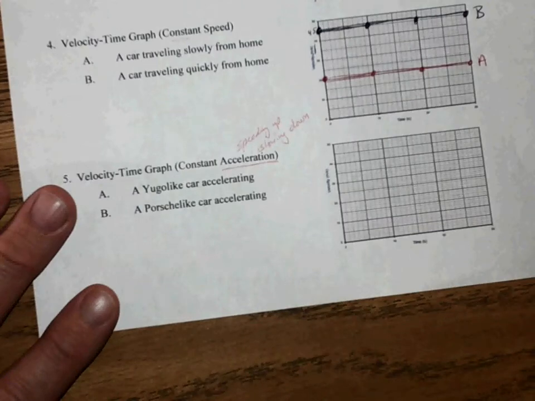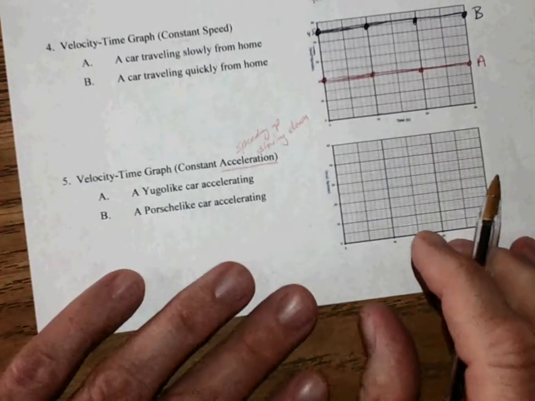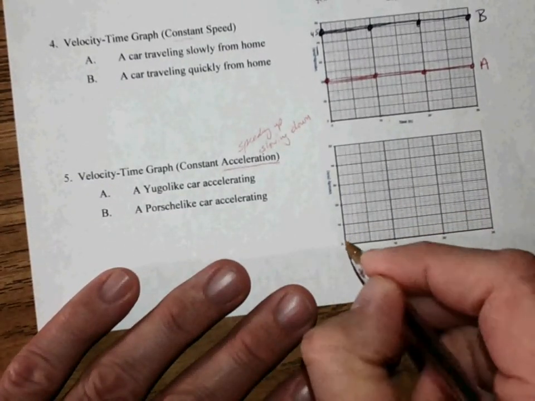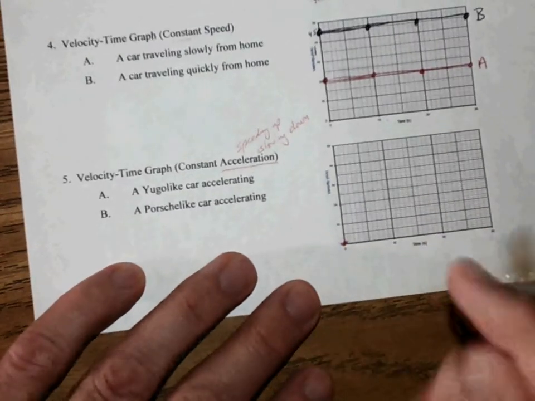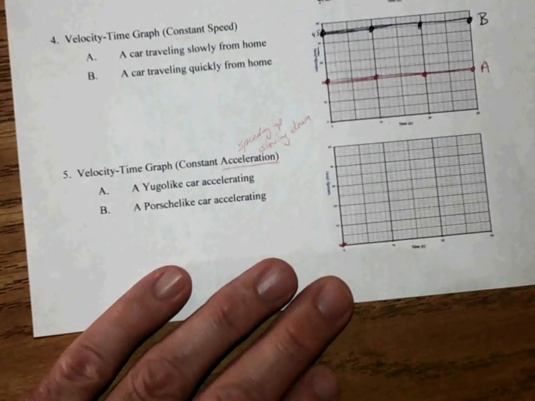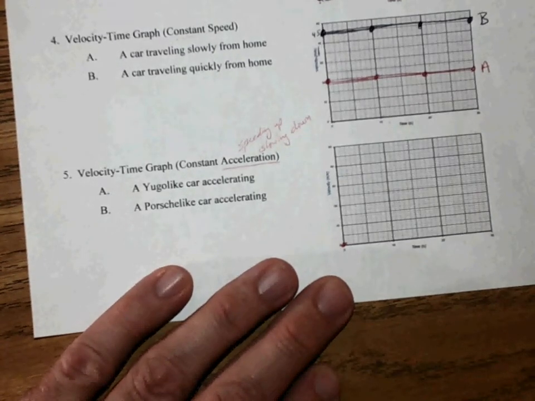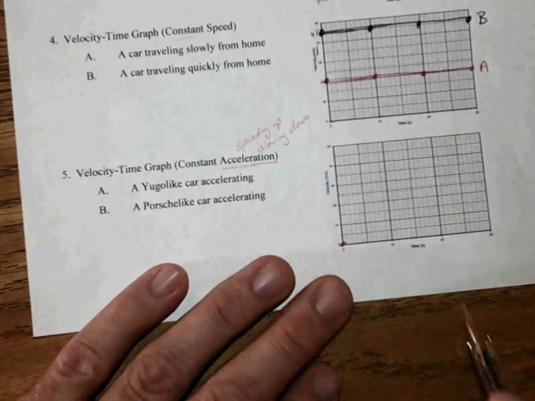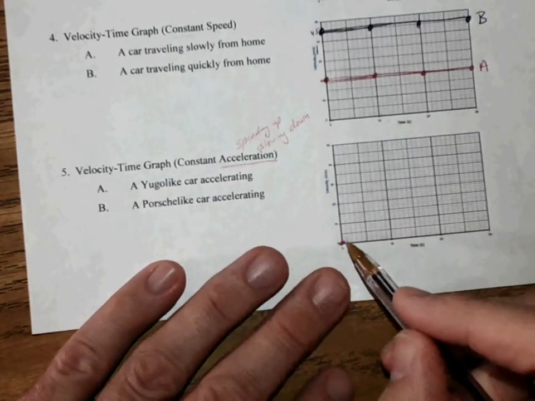So a Yugo car accelerating. Well, let's start him off at 0. He's accelerating. The little Yugo, it's an old car. I think it's one of them that used to blow up from time to time. It was really poorly designed. Some small European car that was popular here in America for a bit.